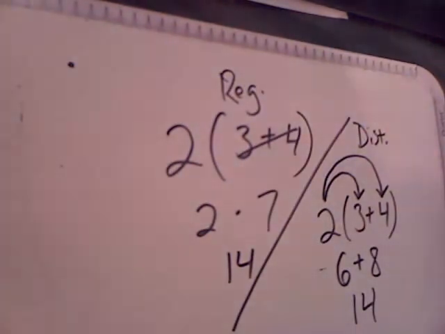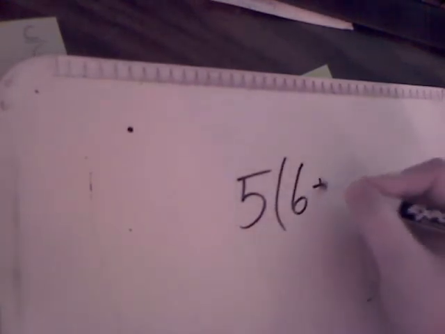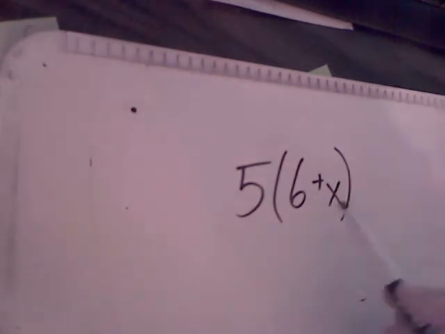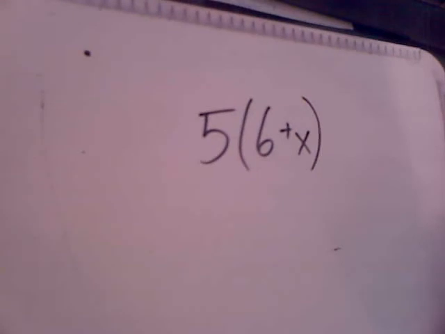Now the question is, why do we care about the distributive property if we can just solve things the regular way? Well, we care about the distributive property because sometimes you'll get a problem like this. And because you don't know what x is, you can't add 6 plus x. But you still have to do something. You can still solve this a little bit more.